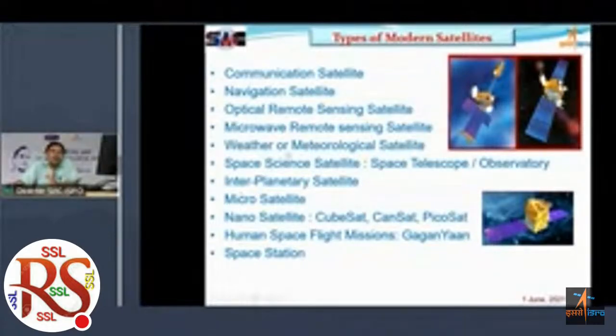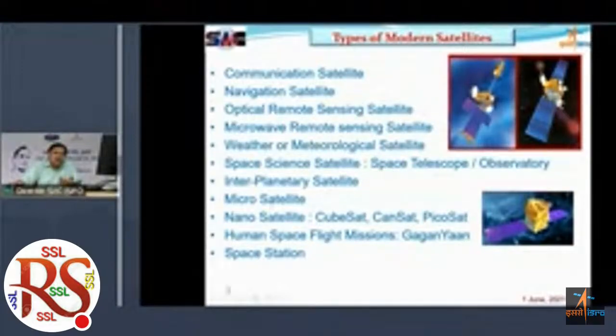There are also camera satellites, which are called optical remote sensing satellites. Then radar satellites, which are microwave remote sensing satellites. Weather satellites predict cyclones and give you information about weather. Then there are the satellites we send to the Moon or Mars, such interplanetary missions. They are interplanetary satellites or space science satellites for doing science studies.